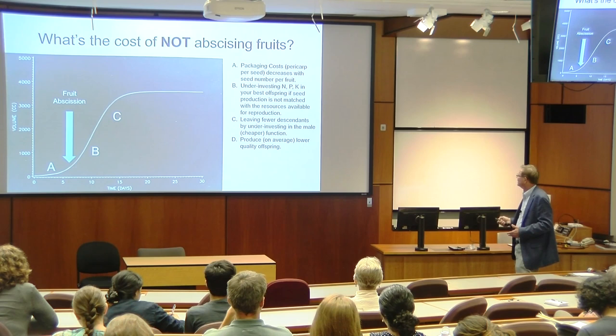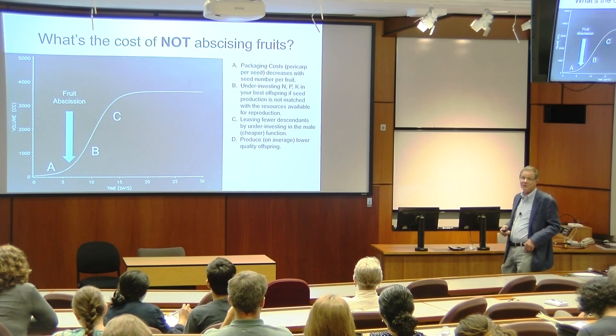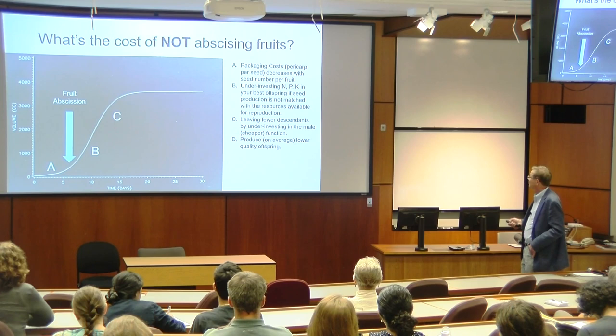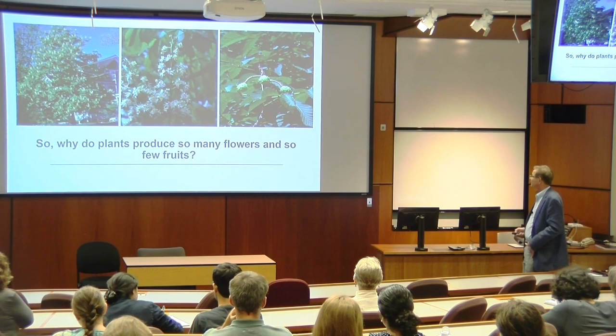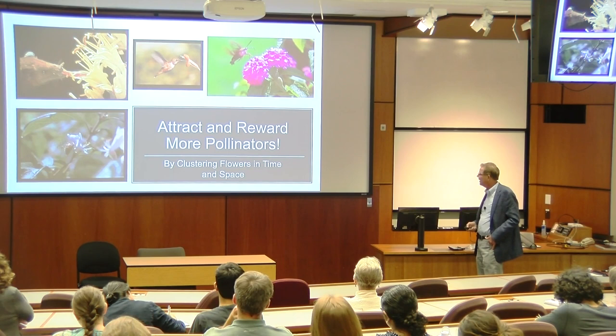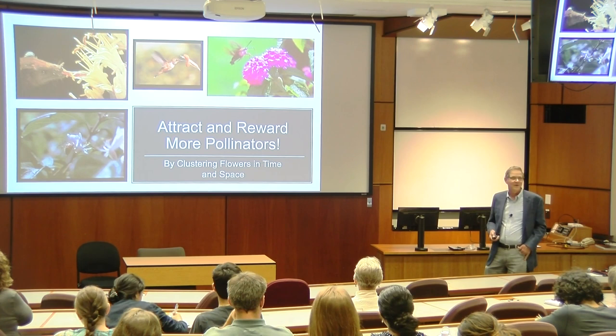You would also leave fewer descendants by underinvesting in the male or the cheaper function. And you would produce, on average, lower quality offspring. So, why do plants produce so many flowers and so few fruits? Well, they attract and reward pollinators. By clustering their flowers in time and space, they suck up pollinators from all across the habitat.